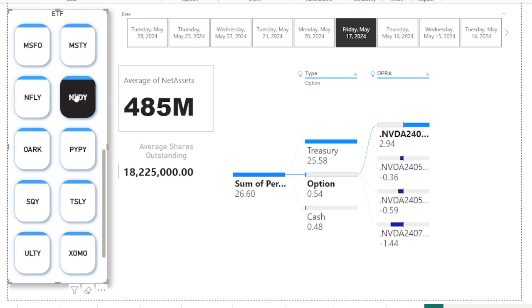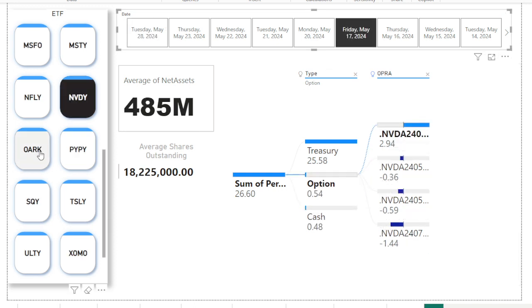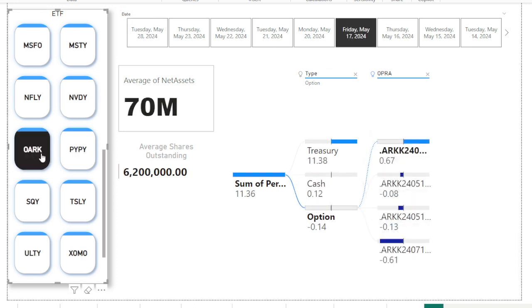And then NVDY. So basically this stock is just propping up the whole market, it feels like. So 485 million, and then nice share price of 26.60 from last week, and then option debit at 54 cents. And now you see, surprisingly, the option debit is only one penny more, and at least the share price is 28.58, so it's still pretty good. So they were able to increase the average net assets as well.